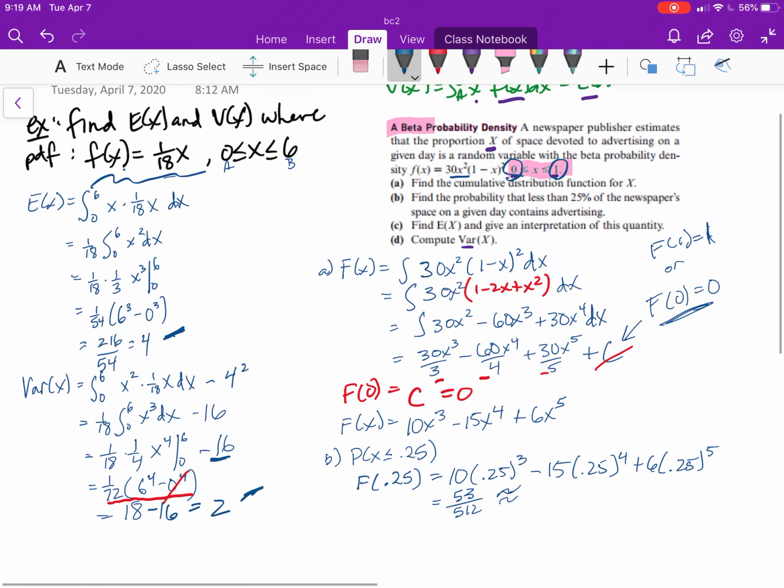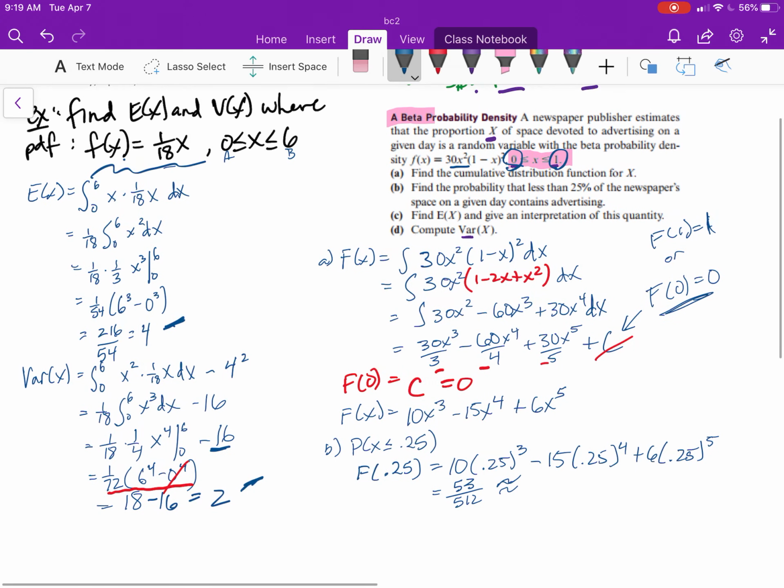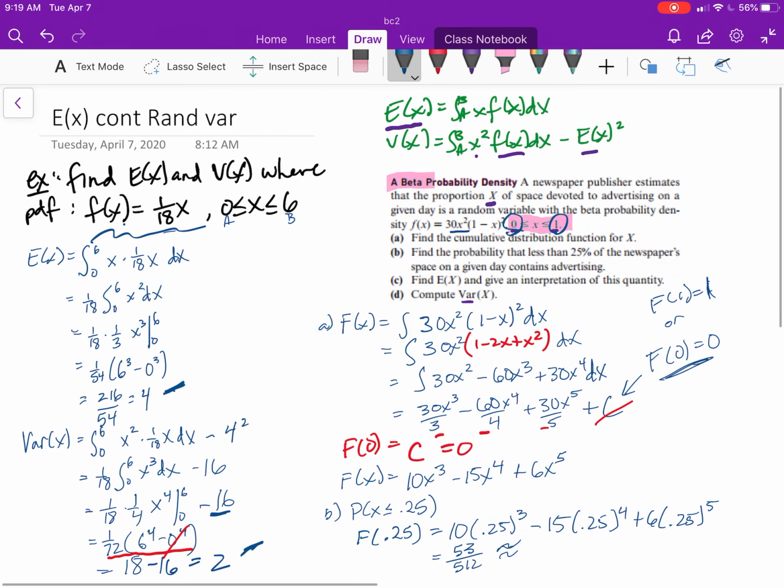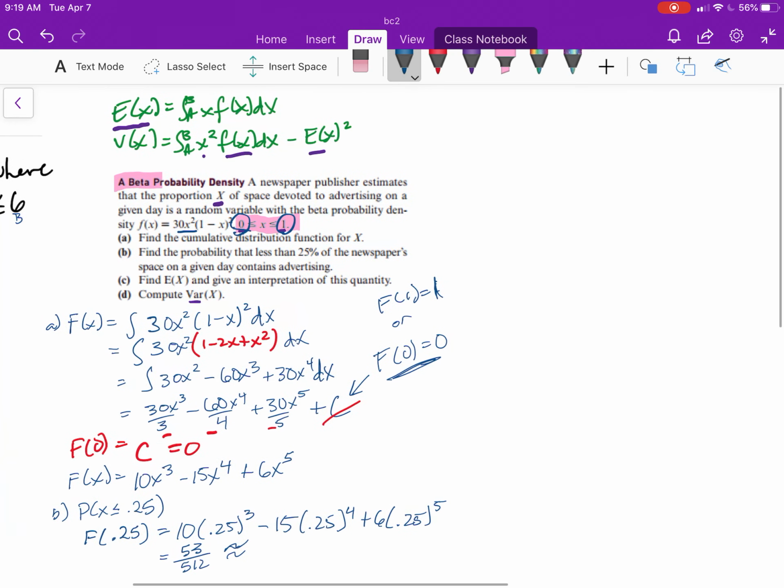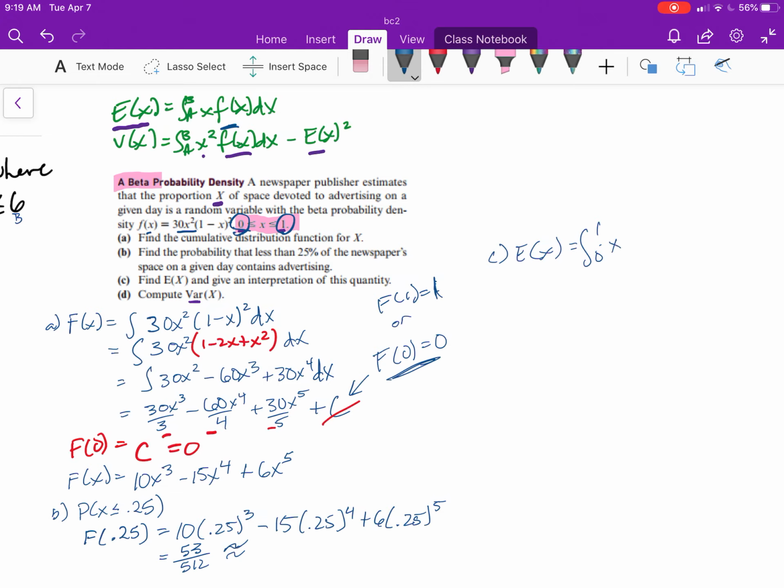Now we're computing E of x and giving an interpretation, and then D, the variance of x. I'm going to go ahead and scroll sideways, that way we could still see the formulas. So C, we need E of x, and then D, we need the variance of x. So using this formula, now we go back to f of x, right? So now we're ranging it from 0 to 1. Now we need that integral. X multiplied by f of x. Well, let's go ahead and use the distributed out f of x, right? That was this here.